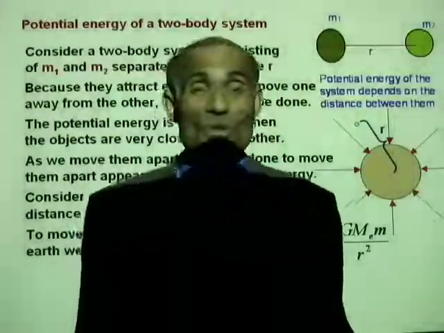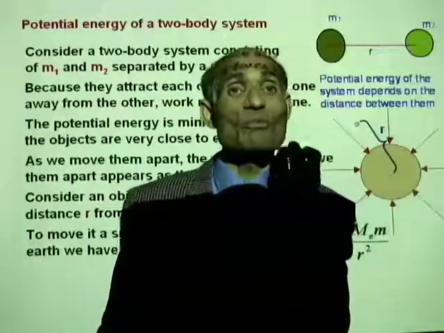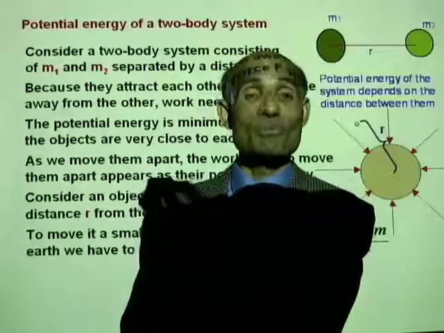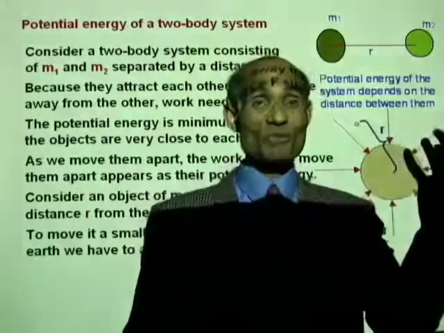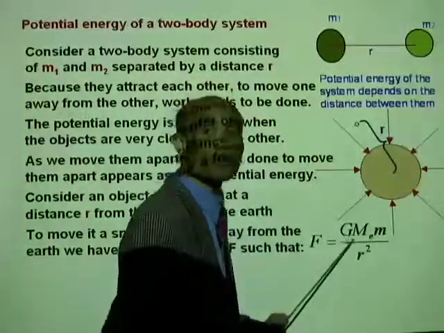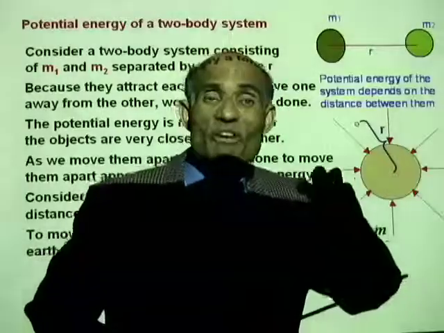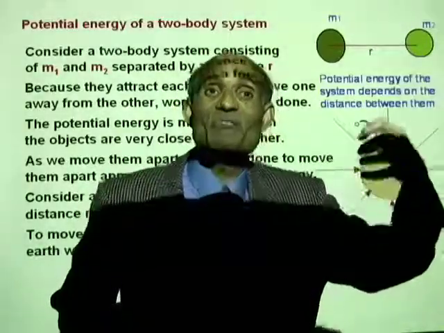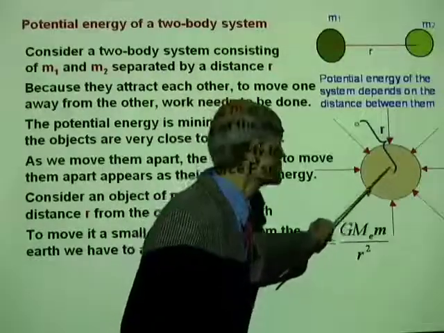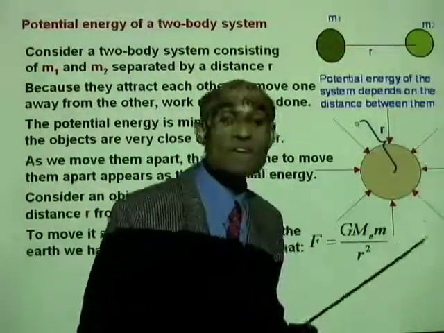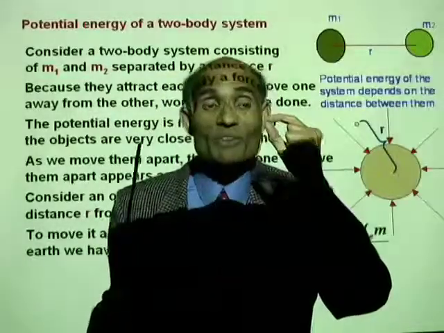Now, we talked about work done by a constant force and work done by a variable force. It is easy to calculate the work done by a constant force. You simply multiply the force by the displacement. But it is much more difficult to find the work done by a variable force. The force of gravity depends on the distance r. It is a variable force. So, we need to use the method of calculus.